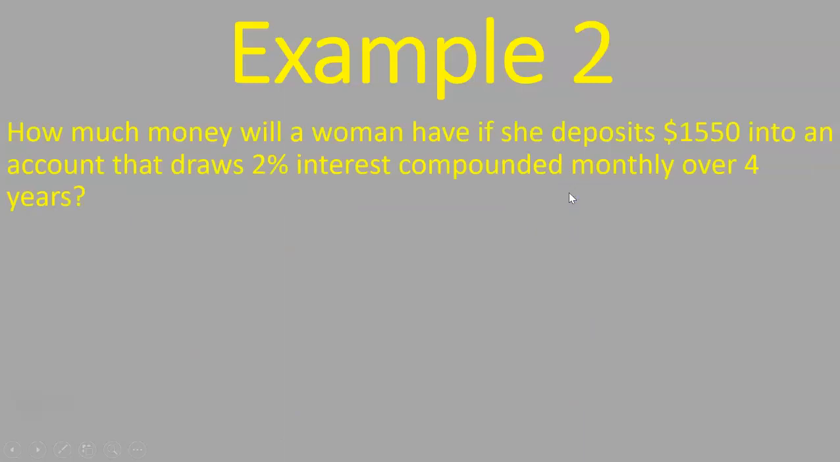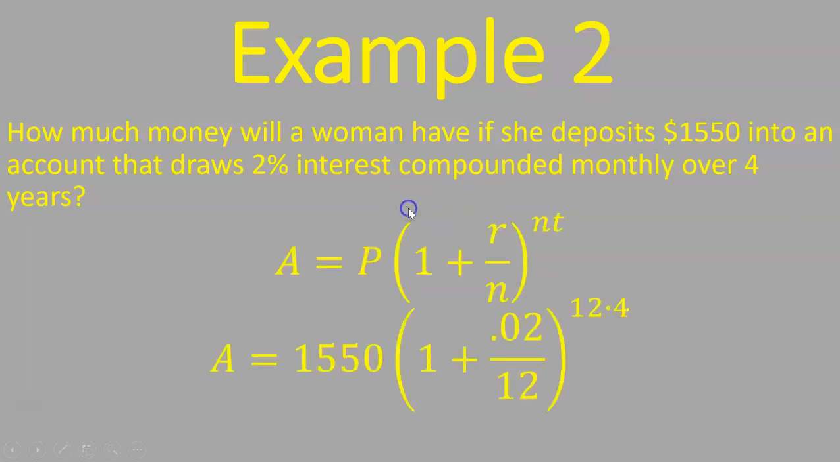A second example, how much money will a woman have if she deposits $15.50 into an account that draws 2% interest compounded monthly over 4 years? So very similar. Again, we're going to load our values in. So you might want to look at those values, see if you understand where each value comes from. I will note that monthly would be 12 in these 2 positions. Remember, that's your N.